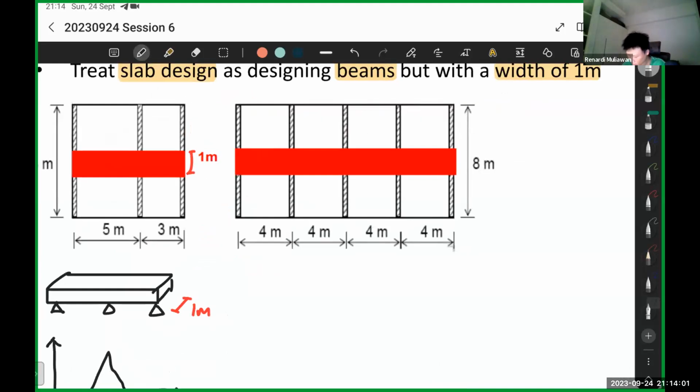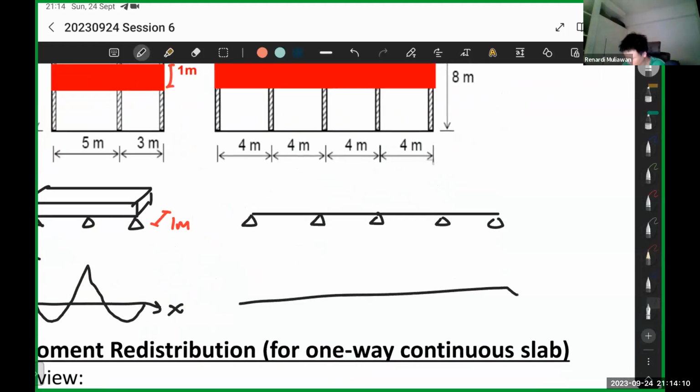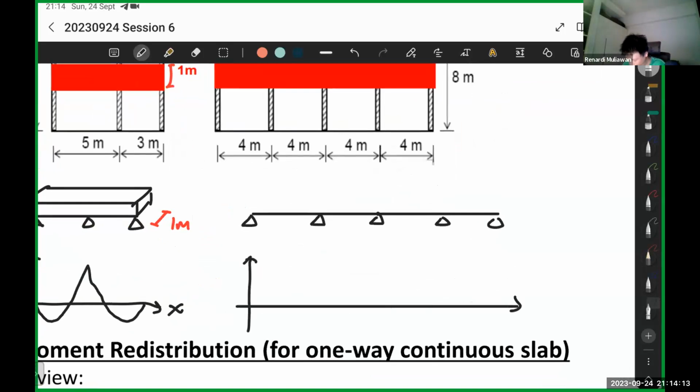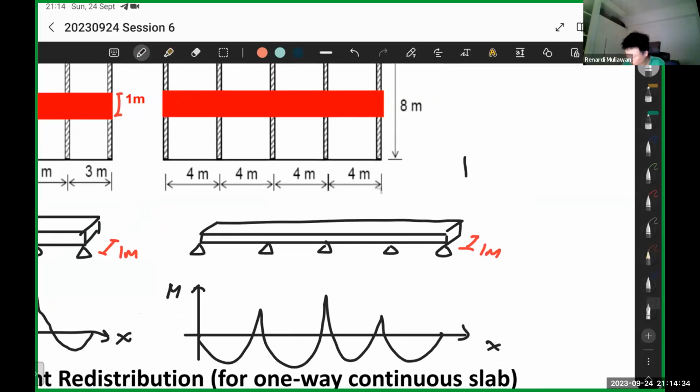Then for this one, again, we have 1, 2, 3, 5 supports. So the bending moment will look something like this. Again, this one we treat as a 1 meter beam. If you see the cross section, it will look something like this. This one is 1 meter, I'm talking about this side, and then you have some dots here. That's your reinforcement.